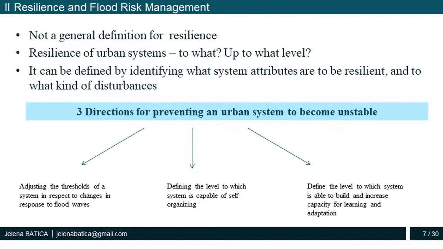So you need to take into account the land use, so the streets, how the measures are connected, the transportation lines, etc., where is the school, where is the hospital, where is the residential area, where is the business area, working area, where you have the tourism activities, etc. And the third one is to define the level to which system is able to build and increase capacity for learning and adaptation. So you have here the civil services, you have here organization of the city officials, how they are approaching people, how they are saving them, how they are providing them support.